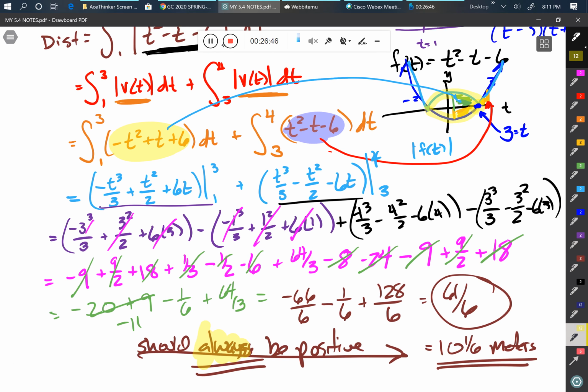This brings us to the end of section 5.4. At this point, you should be able to do all of the 5.4 homework. The next video will be chapter 5, section 5, our last section for the semester.